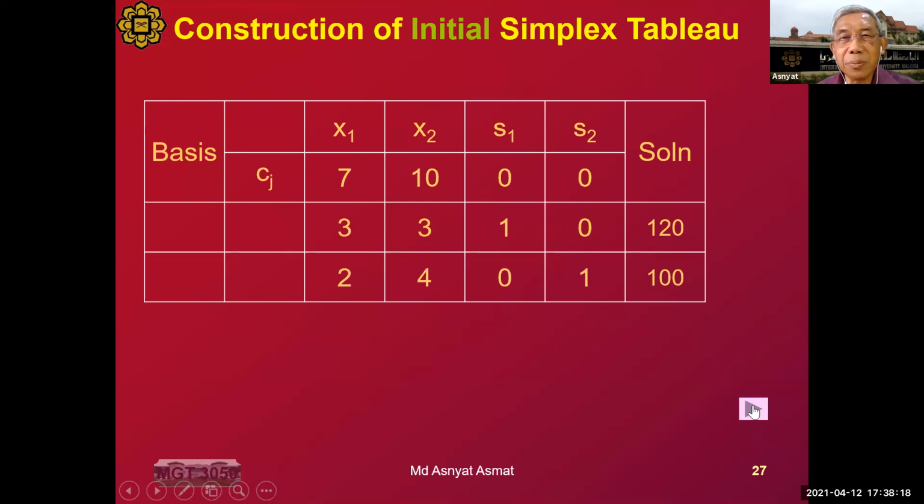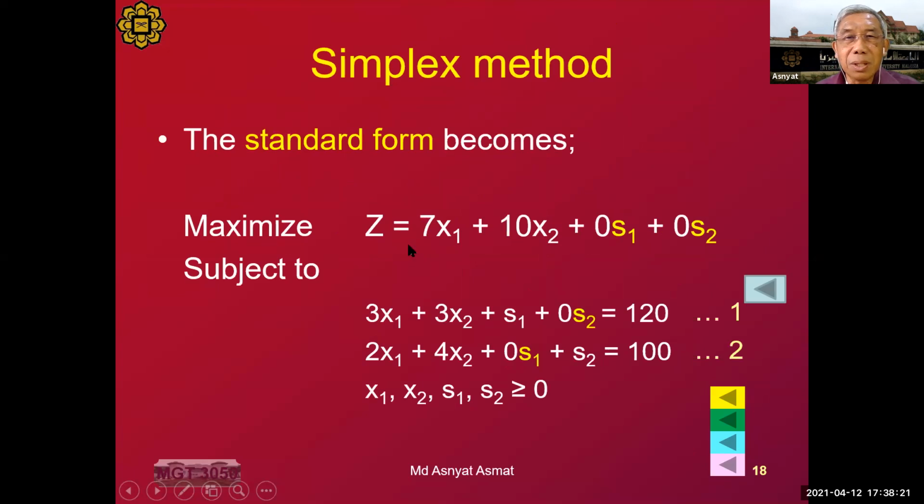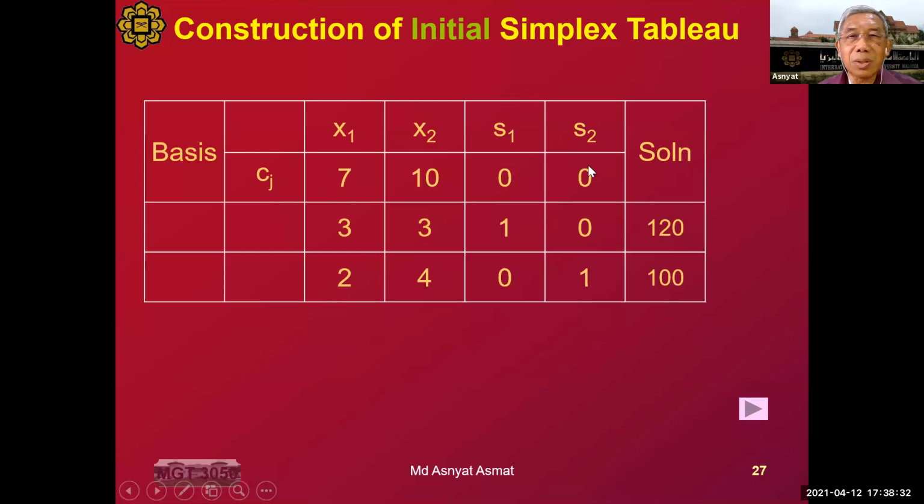Okay, let's flash back. We are writing this 7, 10, 0, 0 at the top. Let's refer to this as coefficient Cj. C column 1, C column 2, C column number 3, C column number 4. And then we write the A matrix. These are the coefficients of the constraints down here.